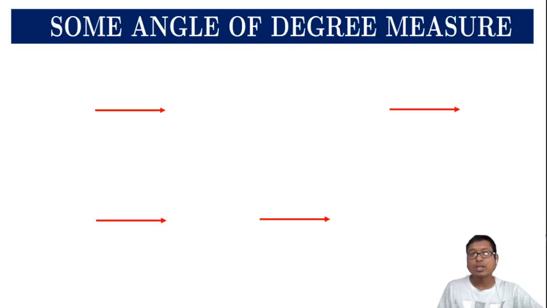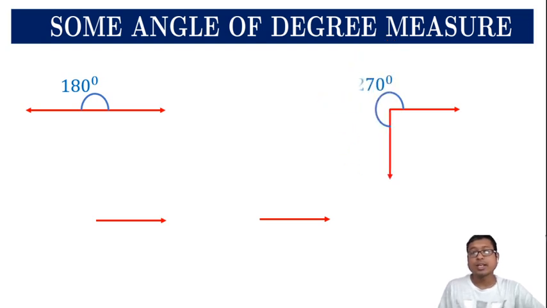Let me talk about some of the angle of degree measure. In the first one, you'll be able to see that the angle created is 180 degree. And in the second one, you'll see the angle created is 270 degree. And also, as I said before, we can have an angle greater than 360 degree. That can be seen here. That is more than 360 degree.